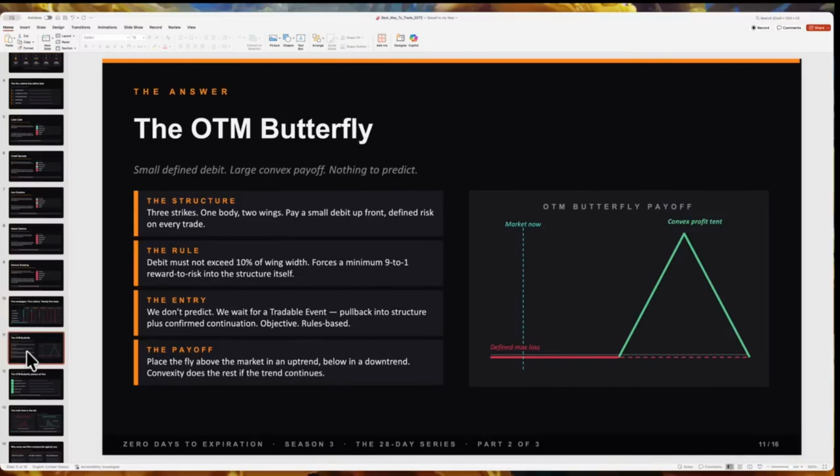What we do is the out-of-the-money butterfly. Just so you know, the structure is to put it either well above the market price at the money or well below. So above it, we'll put on a long call fly. Below it, we'll put a long put fly. And we typically trade with the trend.